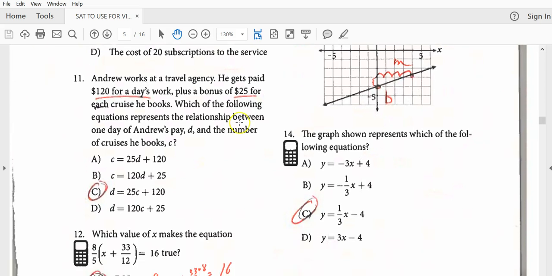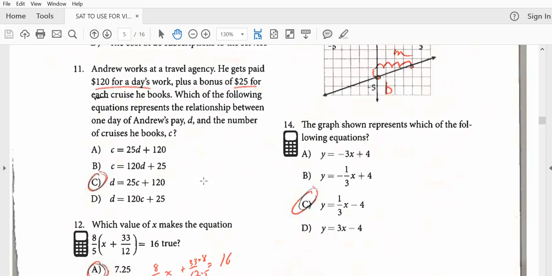Going in here, it says 120 for a day's work and 25 for each cruise. So the idea there is that for each represents a slope in a linear equation. And then that 120 is like the base rate. So each day gets that.